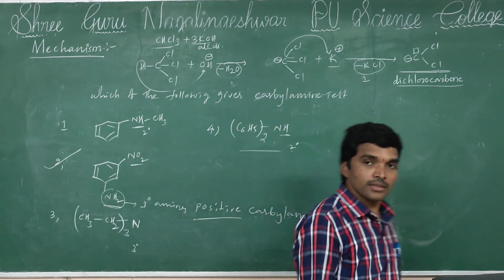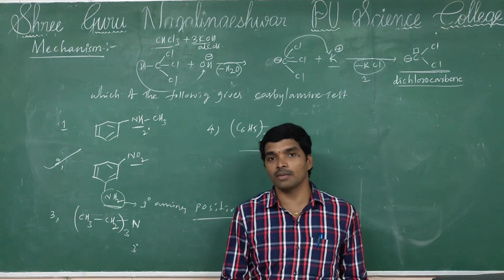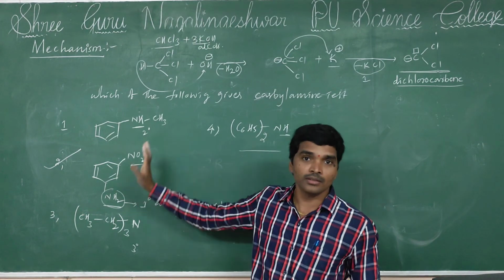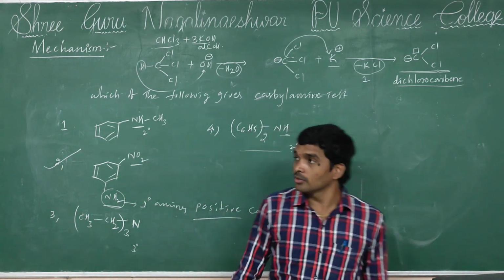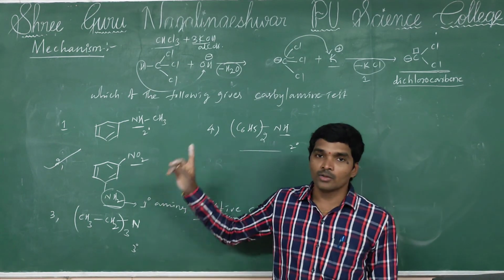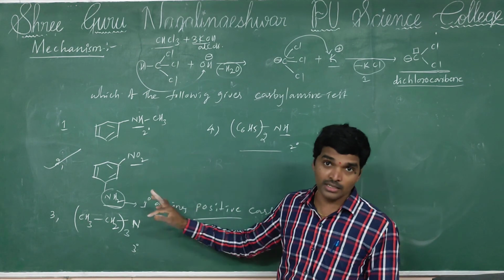So by this question you can remember that a positive carbylamine test is given only by primary amines, not by secondary and tertiary amines. The reason is that there is insufficient hydrogen at secondary and tertiary amines to undergo this reaction.